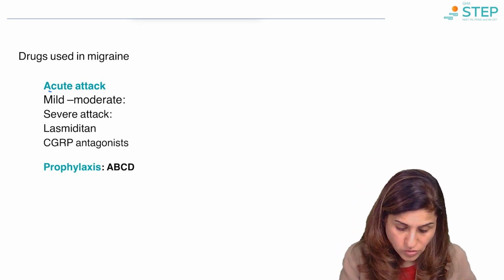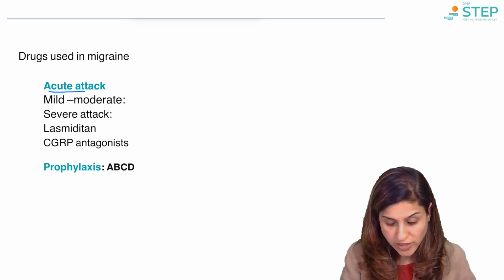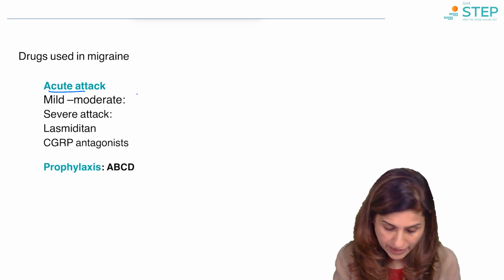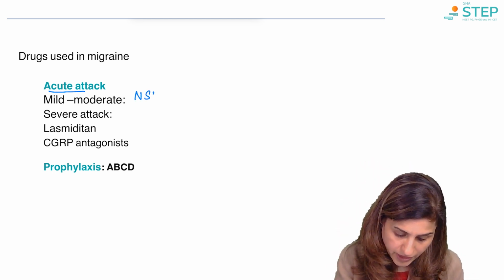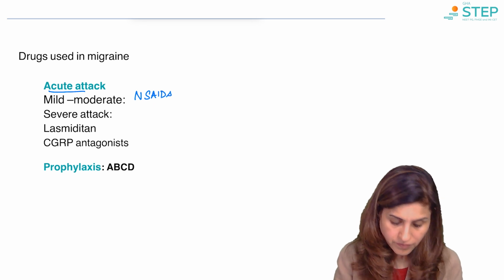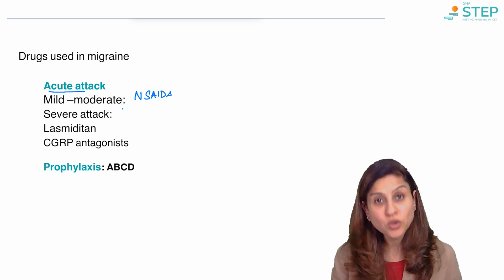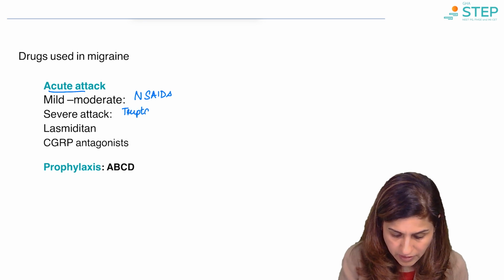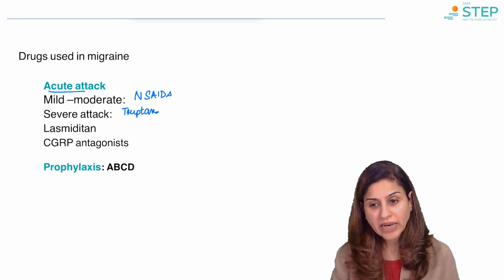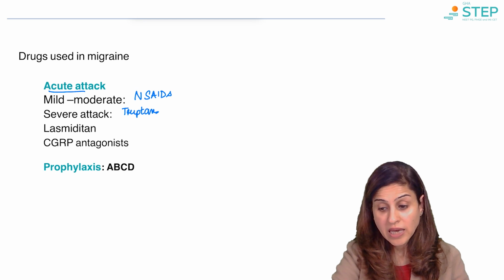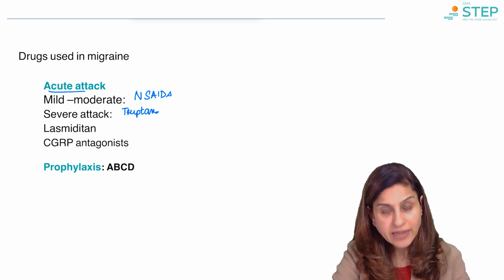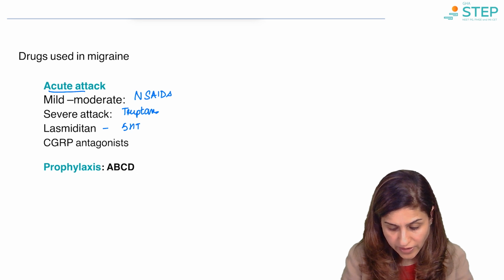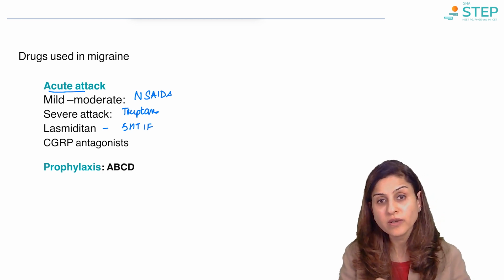So if you're asked to name the drug of choice for an acute attack of migraine, if it is just a mild to moderate attack, what will it be? They are your NSAIDs. But if it is a severe acute attack of migraine, then your drug of choice is triptans, right? Then we have other drugs like lasmiditan. Now these drugs, I told you, act on the 5-HT1F receptor, not on the 1D, 1B.